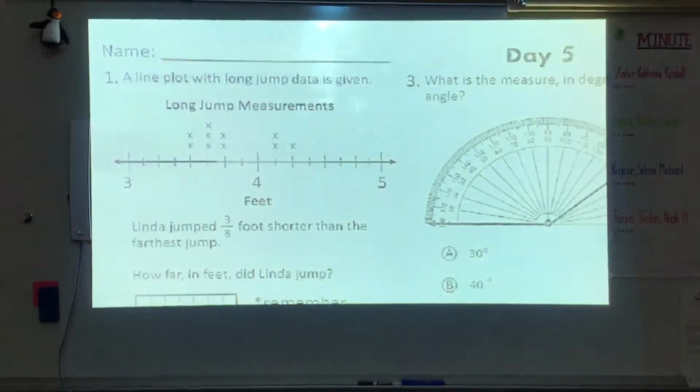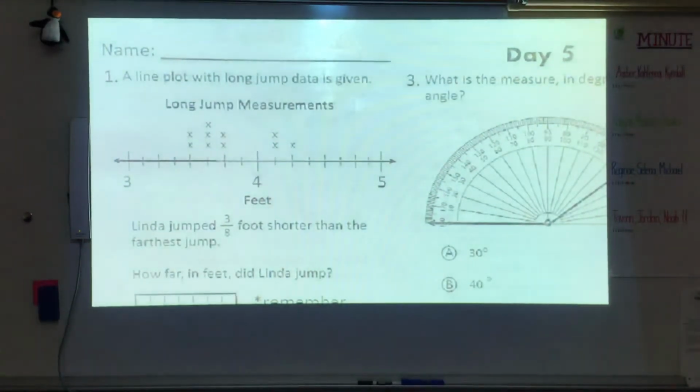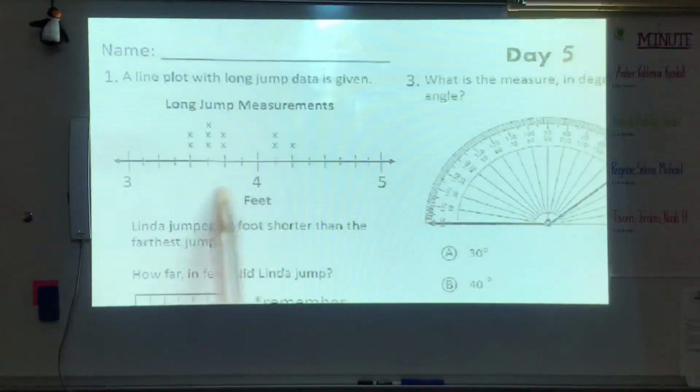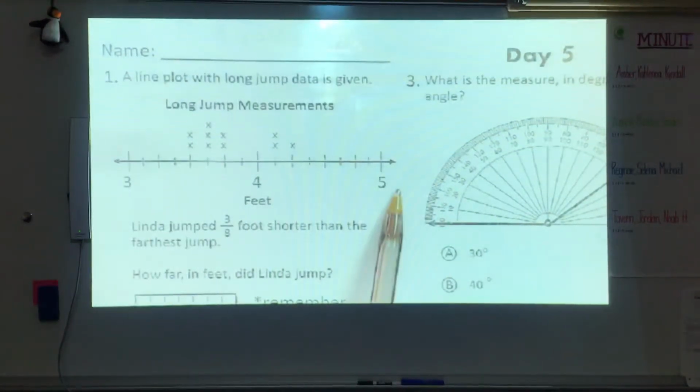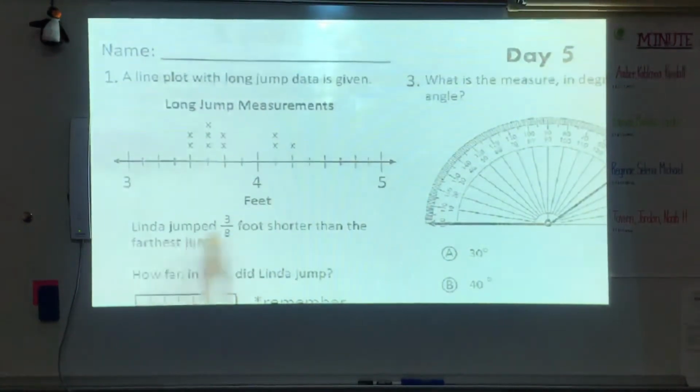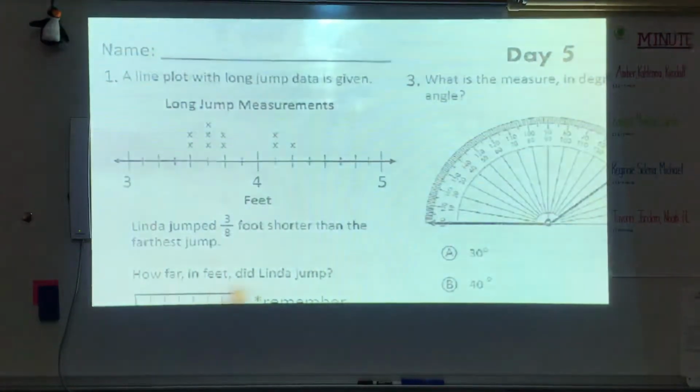Let's look at number 1. It says a line plot with long jump data is given. So I see there that it says long jump measurements. My line plot begins at 3, goes to 4, and ends at 5. It says Linda jumped 3/8 foot shorter than the farthest jump. How far in feet did Linda jump?